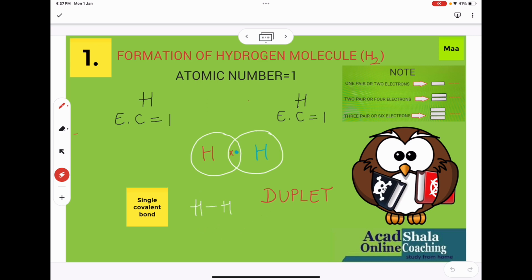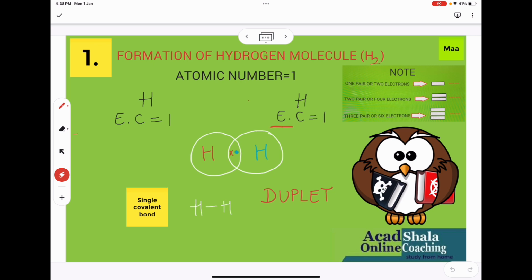So what will this hydrogen do? This hydrogen says, I have only 1 electron in my last shell, that is the valence shell. So this hydrogen says, I want 1 more electron. If I get 1 more electron from anywhere, what can I attain? A stable gas configuration of helium.